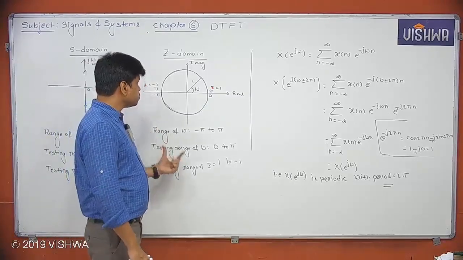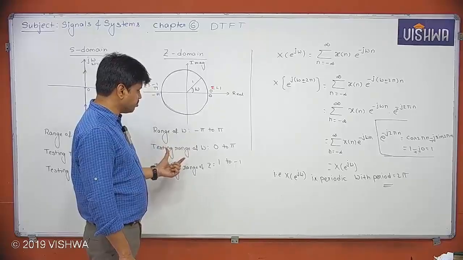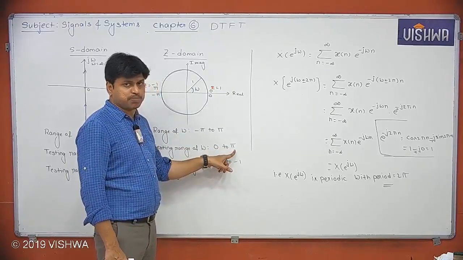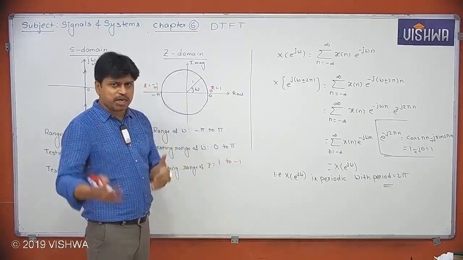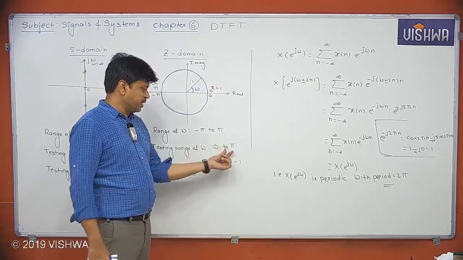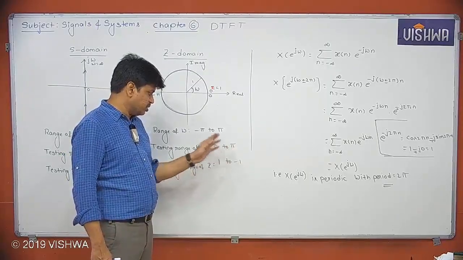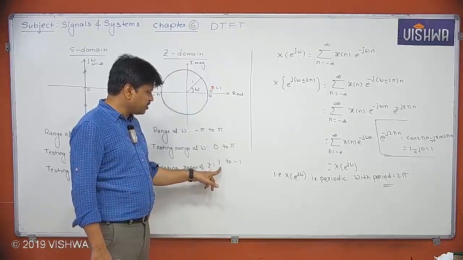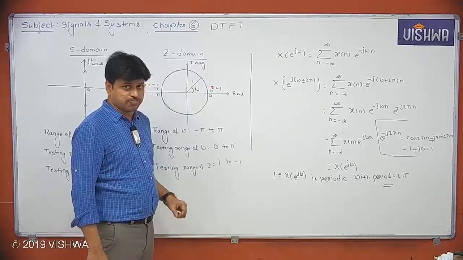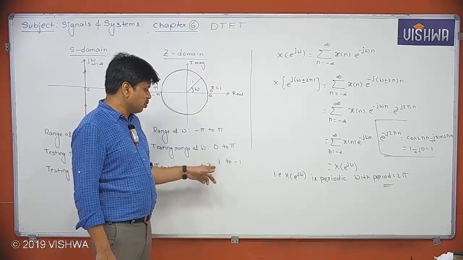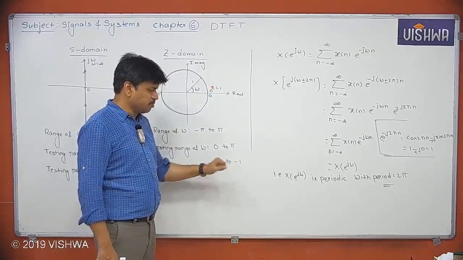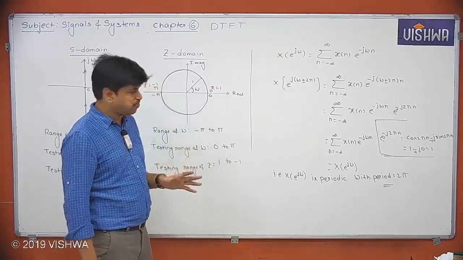But in the Z domain, in the discrete-time case, the low frequency is 0 and the high frequency is not infinity, it is actually pi. Why? Because after pi it keeps repeating, minus pi to pi, the same thing. So 0 to pi is lower to higher frequency. In the Z domain, the lower frequency is Z equal to 1, and the higher frequency is Z equal to minus 1. Be careful: many people think 1 is a high frequency and minus 1 is a low frequency, but that is not the case. 1 is the low frequency and minus 1 is the high frequency. Is that clear?